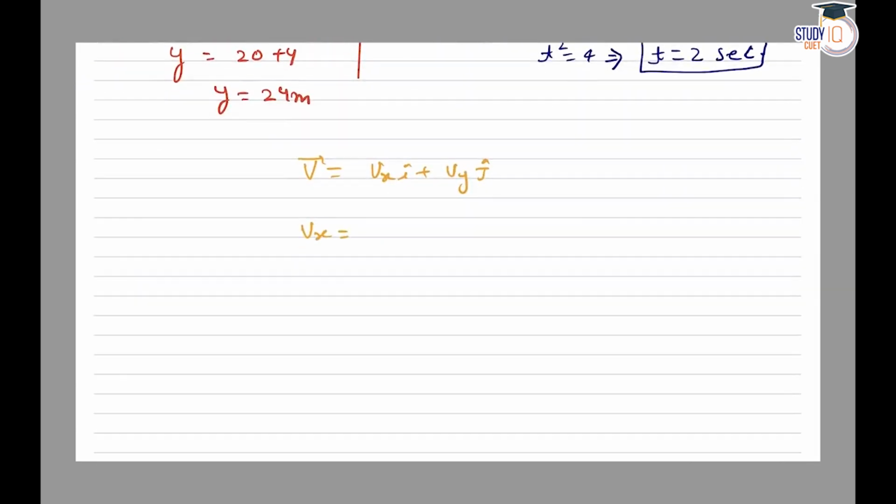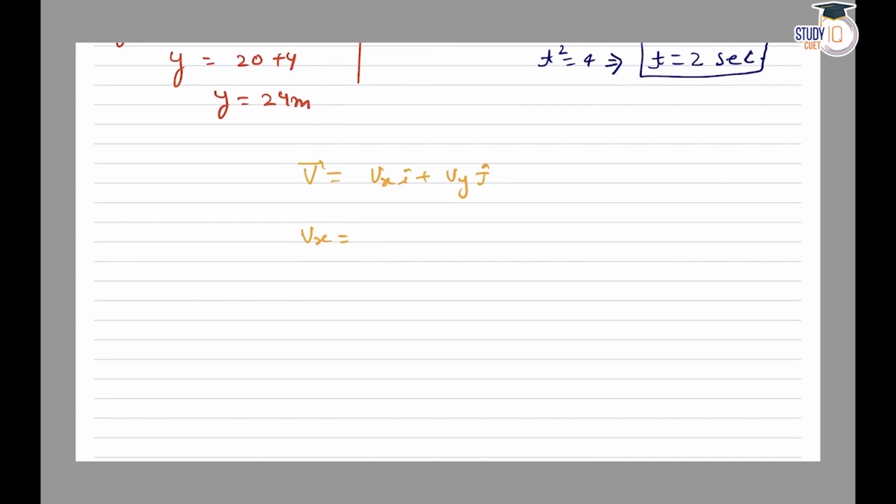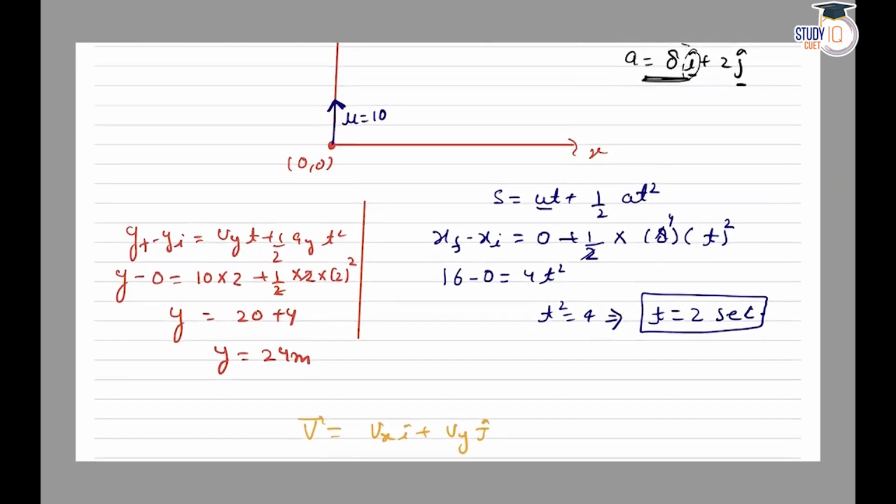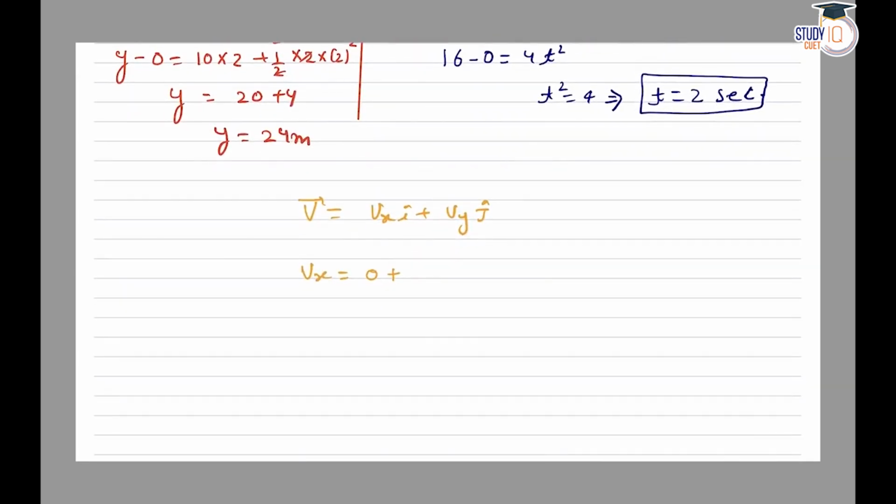So we have to find vx at t equal to 2 seconds by using the first equation of motion, v equal to u plus at. So vx is equal to ux, that is 0, plus acceleration in x direction, which is given as 8 meter per second square, into time, that is 2 seconds. This implies that velocity in x direction at t equal to 2 seconds is equal to 16 meter per second, and vy can be written as uy, that is 10, plus ay, that is 2, into time 2. This implies that vy is 14 meter per second.